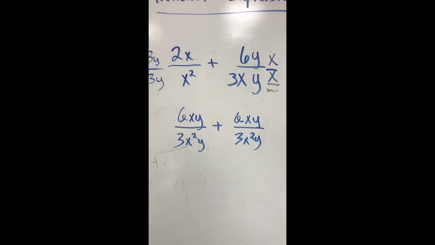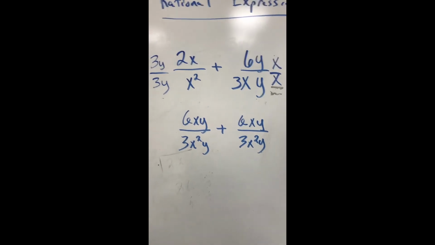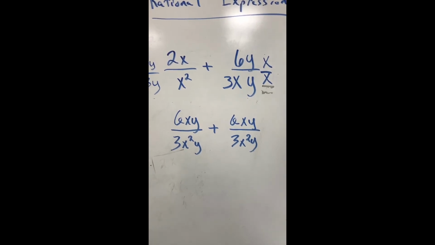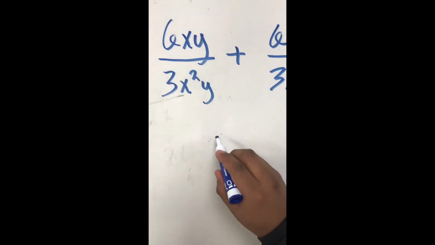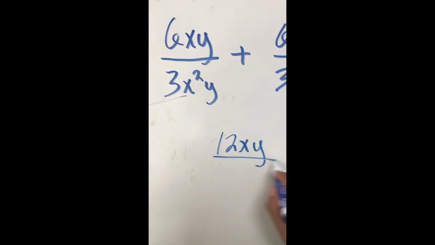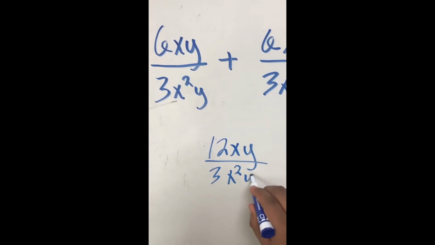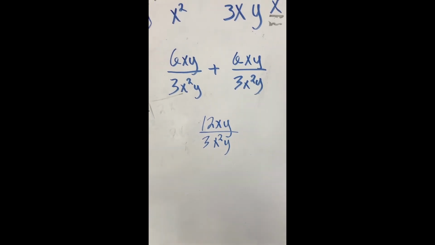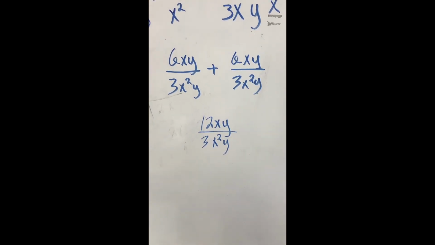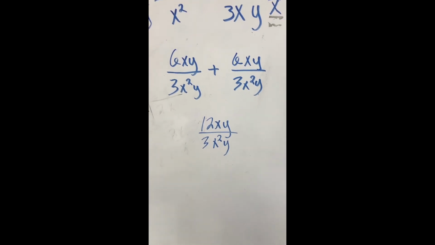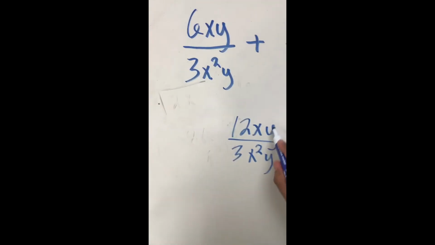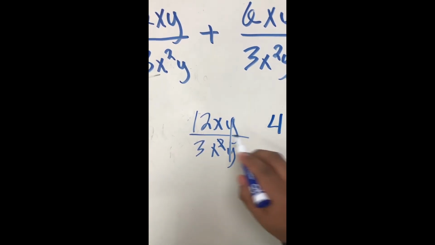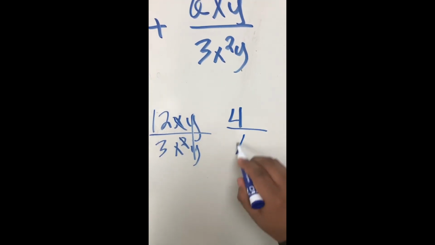All right, go ahead and combine the two terms together. This time notice that I have 6xy and 6xy. They both have the same variables, so I can combine them together. That's going to give me 12xy over 3x squared y. Go ahead and compare the top and bottom, see if anything can be reduced. 12 over 3 will reduce to a 4. One of the x's will cancel out, and so will the y's. So I end up getting 4 over x.